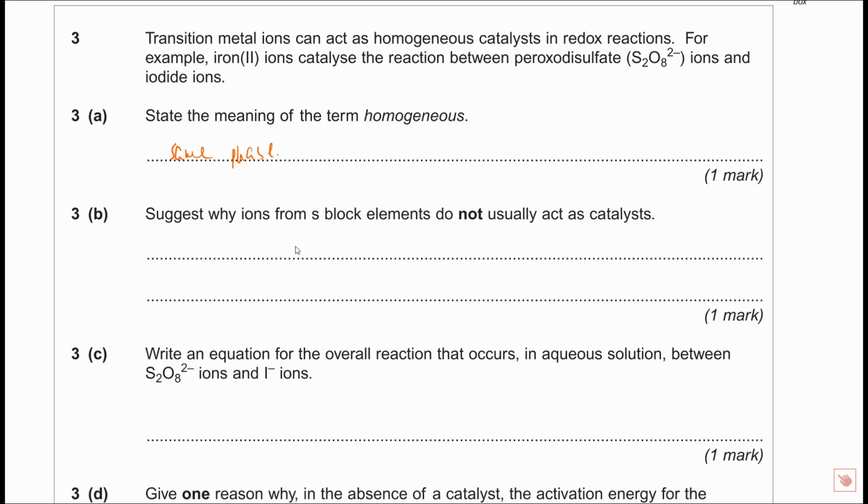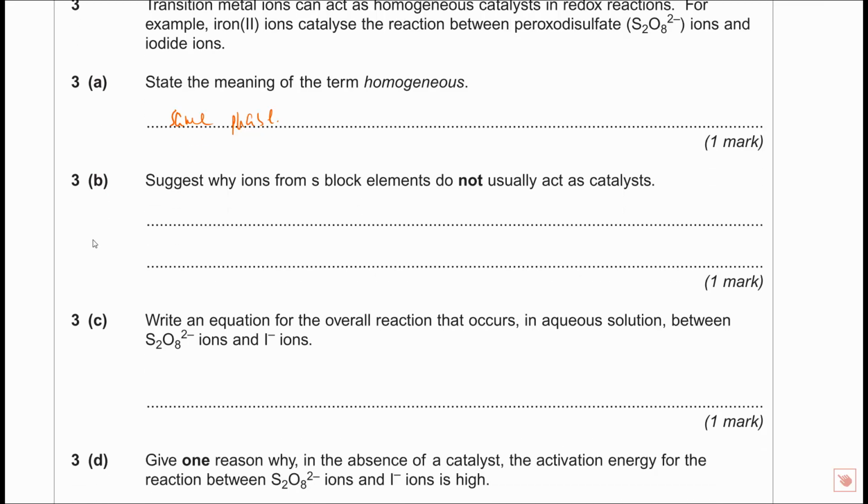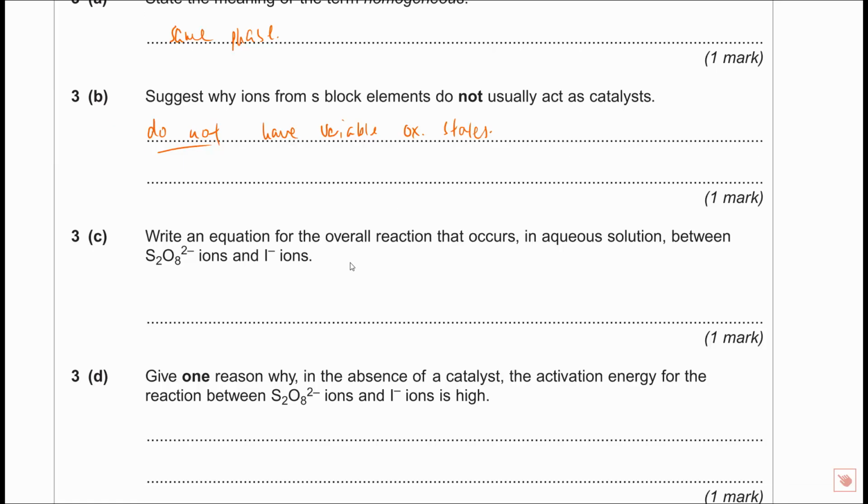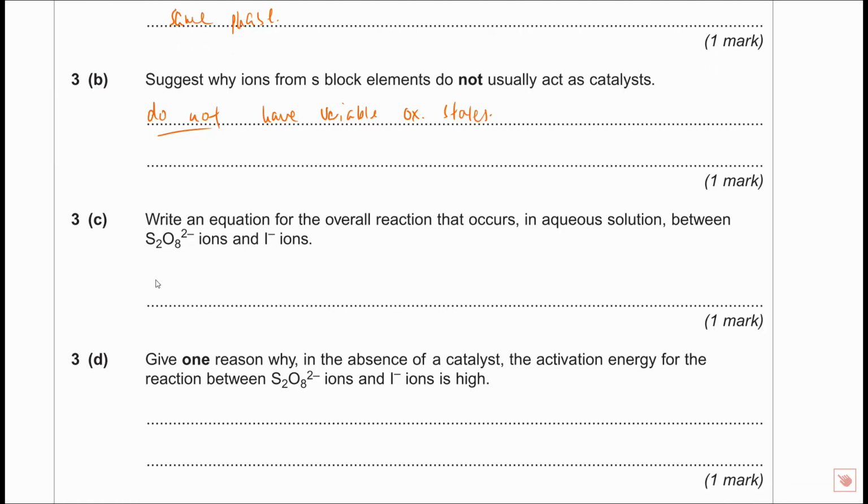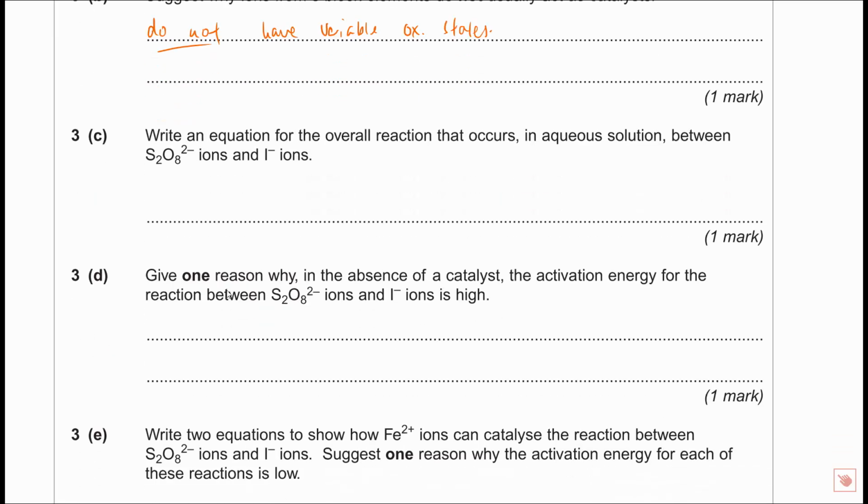Suggest why ions from S block elements do not usually act as catalysts, because they do not have variable oxidation states. Whereas our transition metals do. Write an equation for the overall reaction. I'm not going to go through this one because I've already showed you it. It's the I- ions reacting with those to produce the sulfate ions and the iodine molecules.